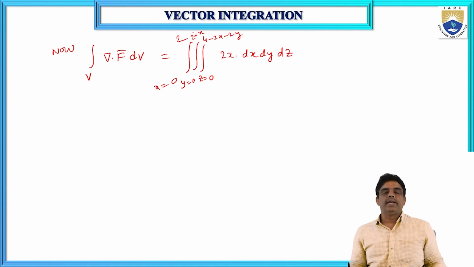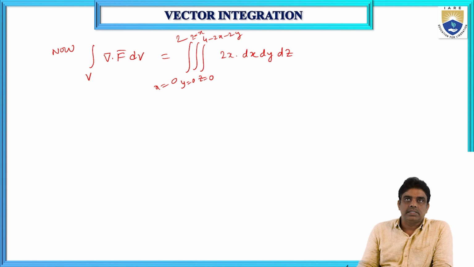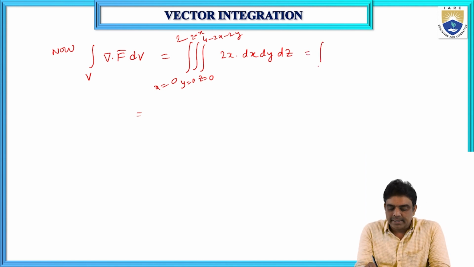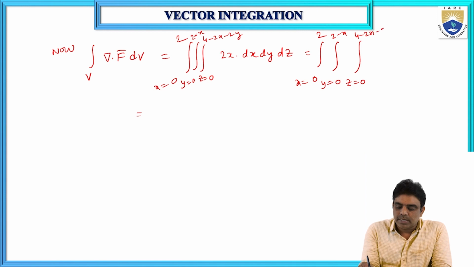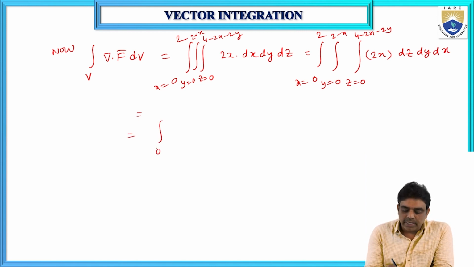Here z is a two variable limit and y is a single variable limit and x is a constant. So we have to carry it out first with respect to z, then with respect to y, then finally with respect to x. I am rewriting this: first 0 to 2, y 0 to 2 minus x, and z varies from 0 to 4 minus 2x minus 2y, and this is 2x with respect to dz first, then dy, and finally with respect to dx. So this is equal to integral 0 to 2, integral 0 to 2 minus x.